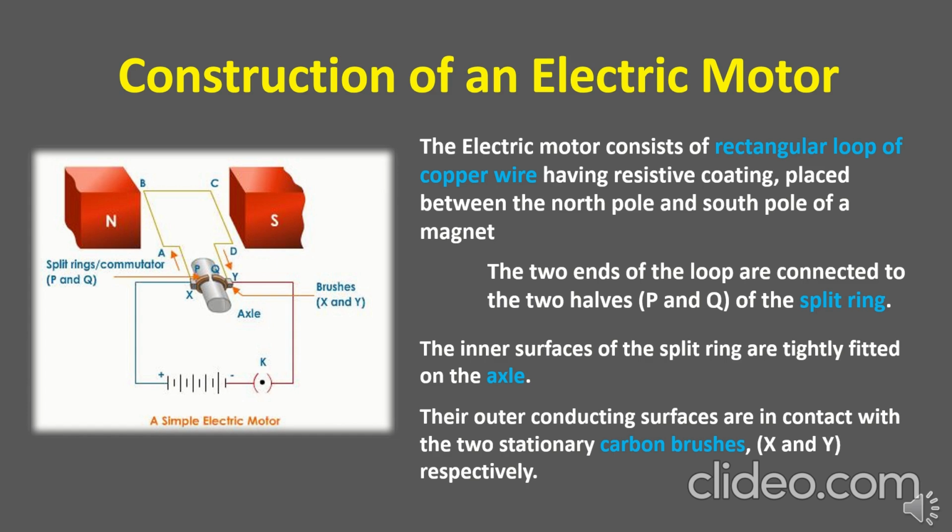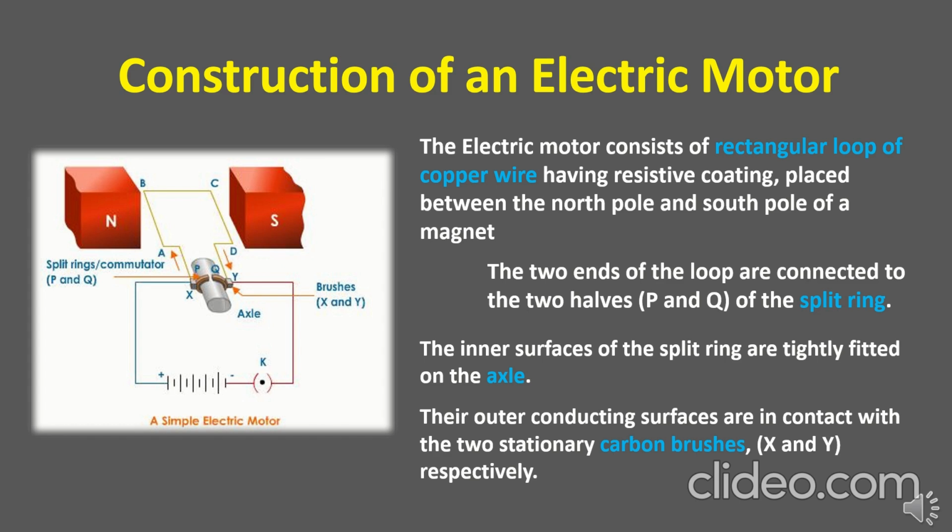The two ends of the loop are connected to the two halves P and Q of a split ring. Can you see the split ring in the diagram? The rectangular loop is then connected to the split ring. The split ring, why is it called a split ring? Because the ring is not complete, there is a gap in between.